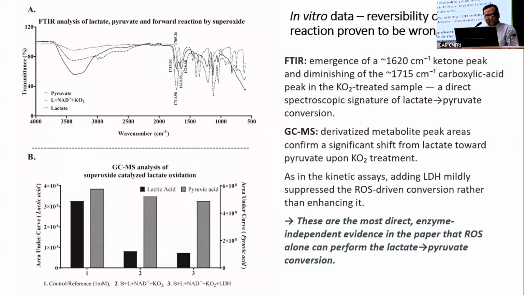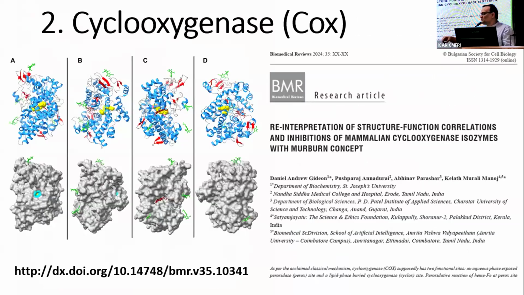So you can see here in the GCMS analysis that superoxide can do it. In the control reaction, you have both lactate and pyruvate at the same level, but when you add KO2, you see that lactate is getting consumed by KO2. KO2 itself can do it. That is support for liver being able to convert lactate to pyruvate.